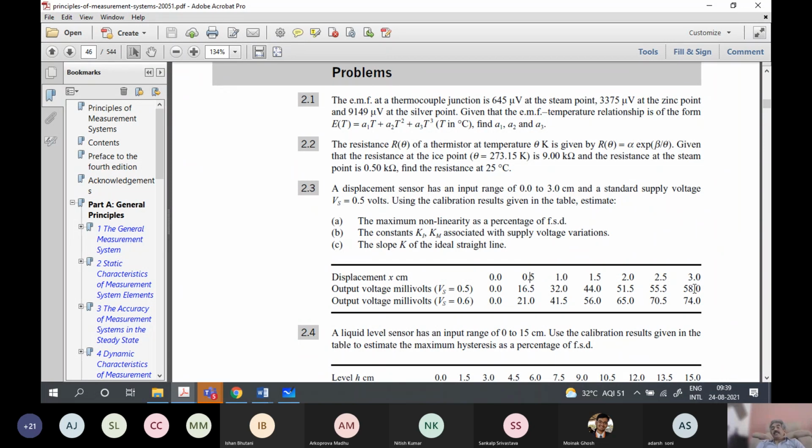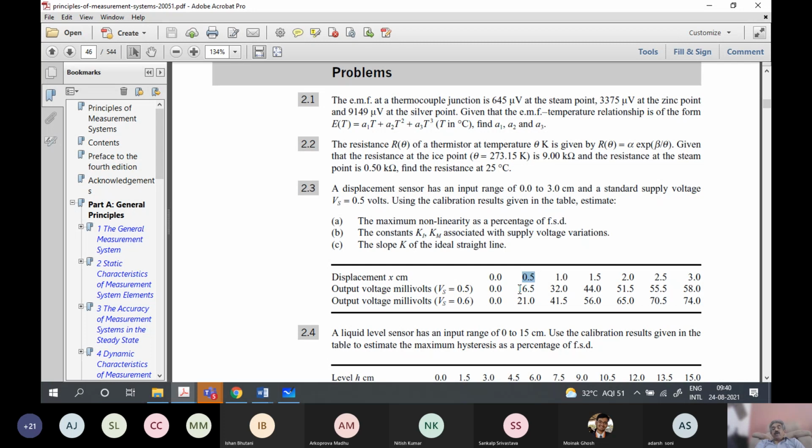So 58/3 is the slope. So 58/6. 58/3 into 0.5. 58/3 is the slope. So at 0.5, the output according to that slope would have been 58/3 into 0.5, which is 29/3.